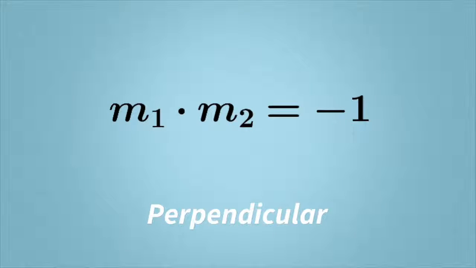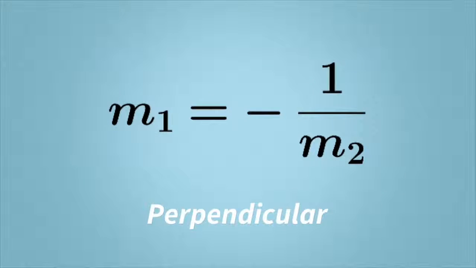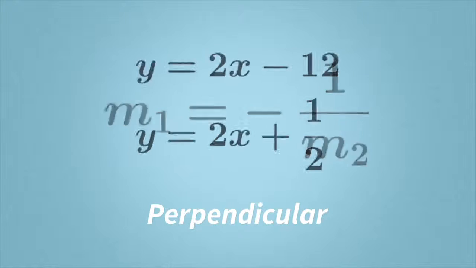Perpendicular lines will have slopes whose product is equal to -1. By dividing both sides of the equation by one slope, we instead have an equation where one slope is the negative reciprocal, or the opposite reciprocal, of the other.